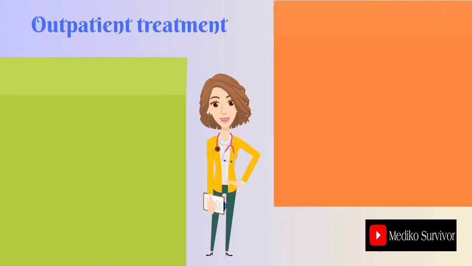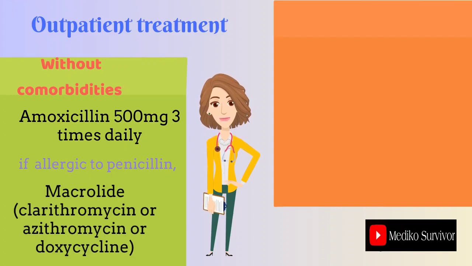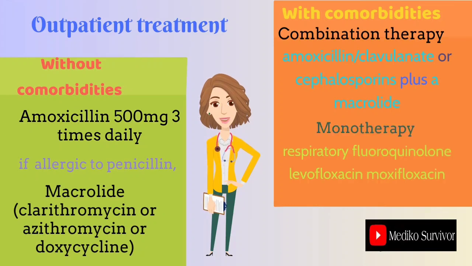Outpatient treatment for pneumonia. For patients without comorbidities: amoxicillin 500 mg 3 times daily. If a patient is allergic to penicillin, then consider a macrolide like clarithromycin or azithromycin, or doxycycline. For patients with comorbidities, combination therapy includes amoxicillin/clavulanate or cephalosporins plus a macrolide, and monotherapy includes a respiratory fluoroquinolone like levofloxacin, moxifloxacin.